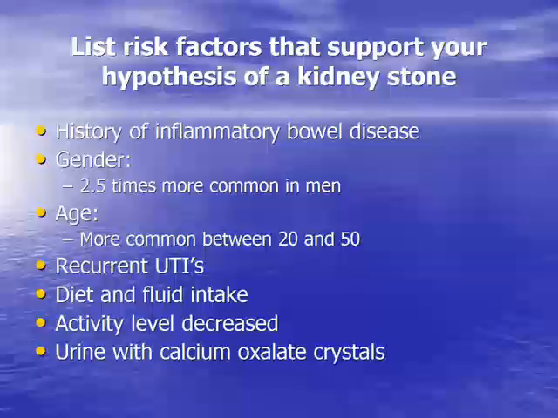So risk factors for this patient that supported that he probably did have a kidney stone included the fact that he had a history of inflammatory bowel disease, the fact that he was a male. It's 2.5 to 3 times more common in men than it is in women. The fact that he'd had a history of recurrent UTIs, a decreased diet and fluid intake, activity level changes that might have been decreased, and the fact that he had urine with calcium oxalate crystals. Remember, about probably 75 to 80% of kidney stones will be calcium stones. The rest are typically uric acid stones.